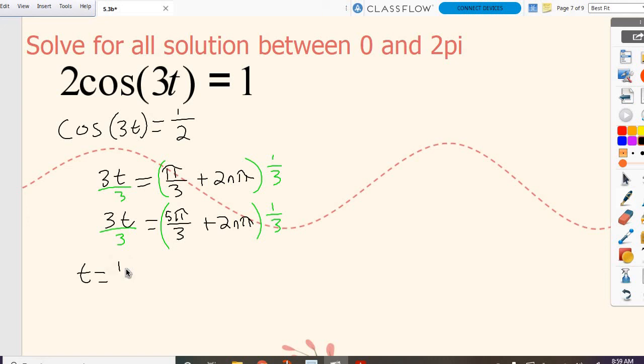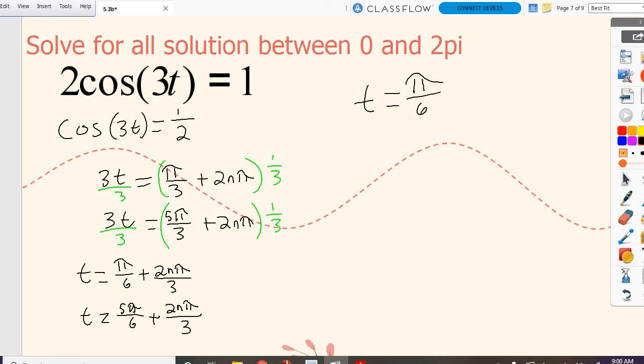So we're going to get π/6 plus 2nπ/3, and then 5π/6 plus 2nπ/3. So, now, like I said, we were waiting until we dropped that 3 in order to start writing our solutions. So π/6 and 5π/6 are our solutions.